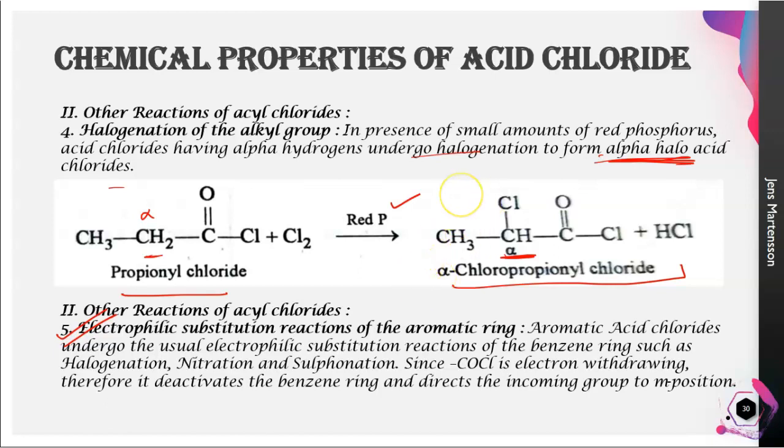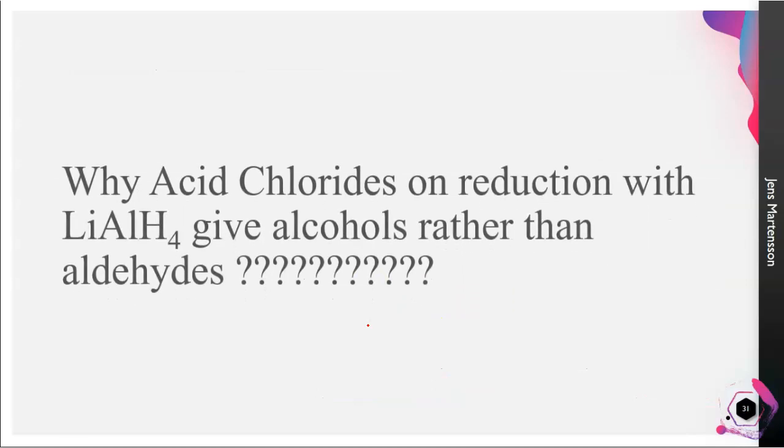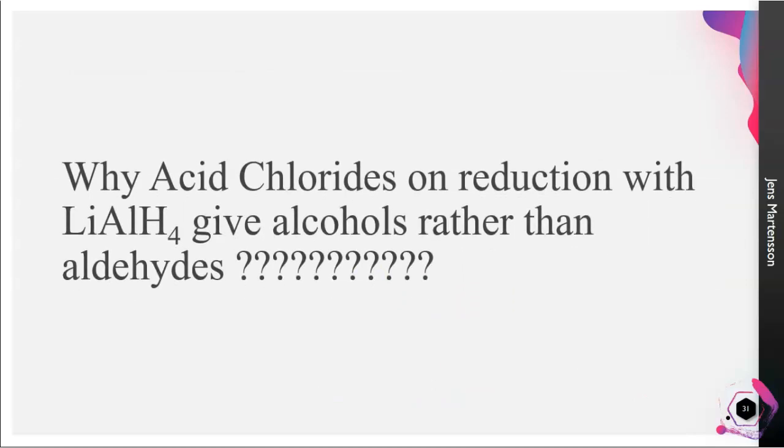You can see over here what they have mentioned: since this particular group is acting as an electron withdrawing group, it deactivates the benzene ring and directs the incoming group ultimately to the meta position. You have to remember this particular part so that you do not get confused in any of the reactions that you are going to see. So that is about all the reactions of your acid chloride.